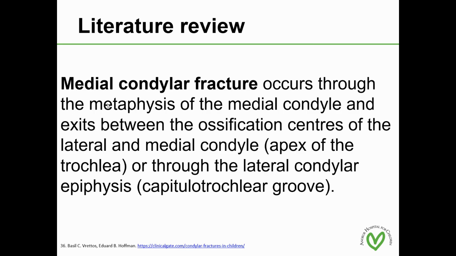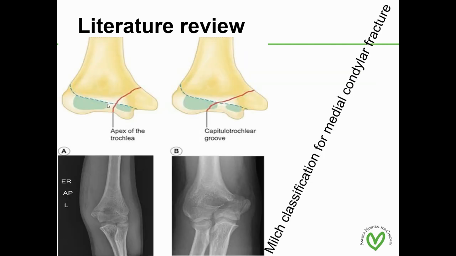The third most common is medial condylar fracture. It occurs through the metaphysis of the medial condyle and exits between the ossification center of the lateral and medial condyle, the apex of the trochlea, or through the lateral condylar epiphysis at the capitulotrochlear groove. According to the Milch classification, we divide the medial condylar fracture into only two subtypes.